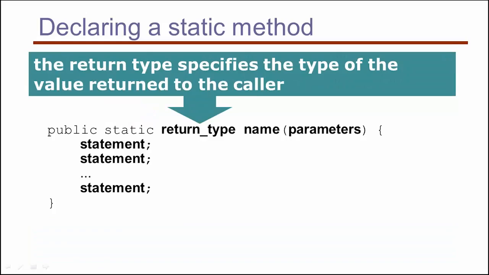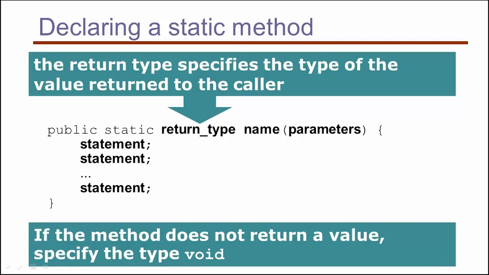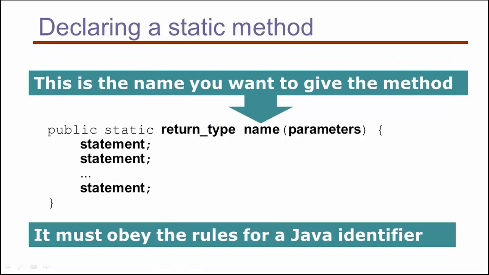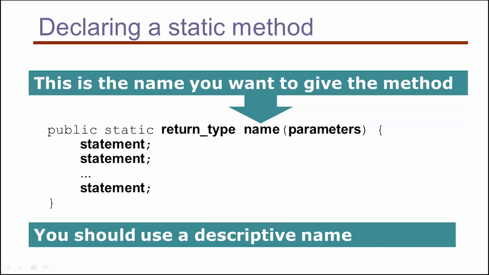Next, you specify the type of the value that the method will be returning to the caller. This can be any known data type. If the method does not return a value, you specify void as the return type. Next, you specify the name that you want to call the method. Like other names in Java, it must follow the rules for an identifier. As always, the name should be descriptive of what the method will do for the user.